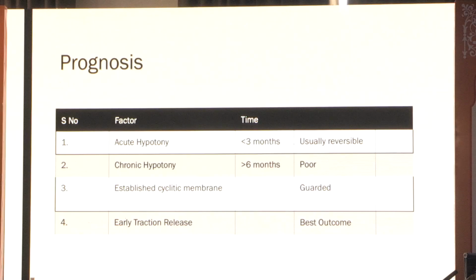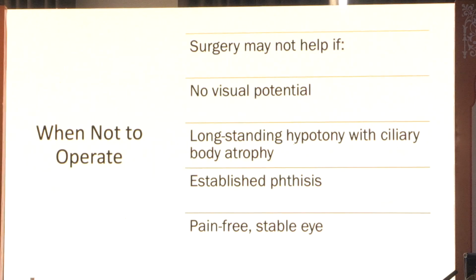So the prognosis will depend upon whether it is acute or chronic, whether it's established ciliary membranes which are there and it's an early traction, or it is late, in which case you might have to leave it also if it has been for a long time.